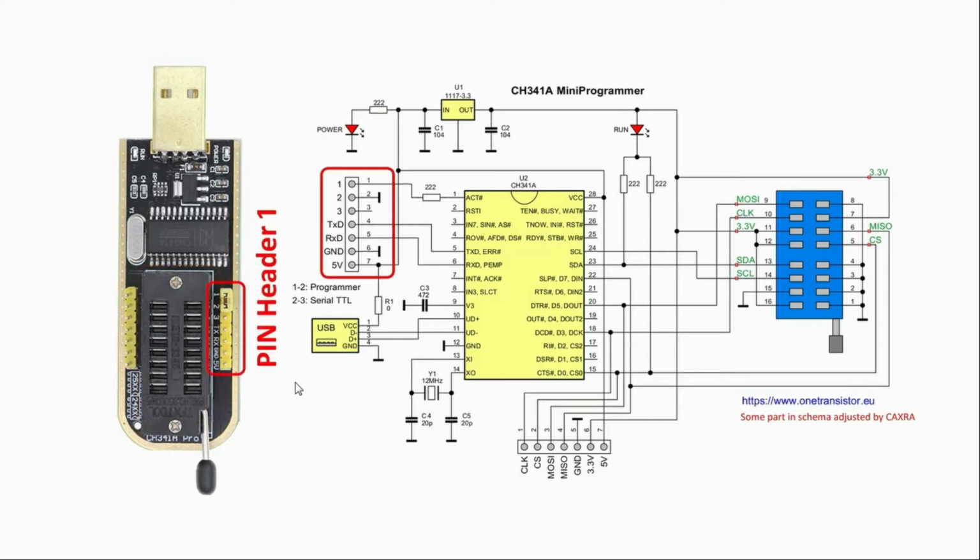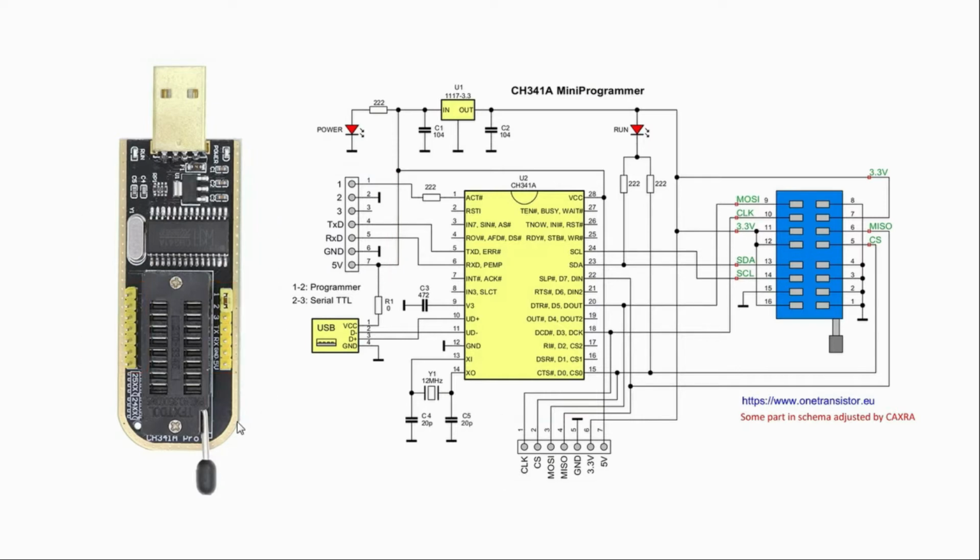This is the 7-pin header which controls the function of this programmer. If pins 1 and 2 are connected, this tool will function in programmer mode. If header pins 2 and 3 are connected, the programmer will function in TTL or serial mode. Pay attention to pins 4 and 5. There are TX and RX pins for serial data in and out. Pin 6 is ground. If you need a voltage supply, then pin 7 provides a voltage of 5 volts.